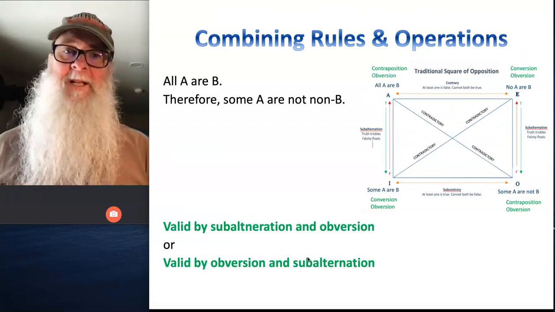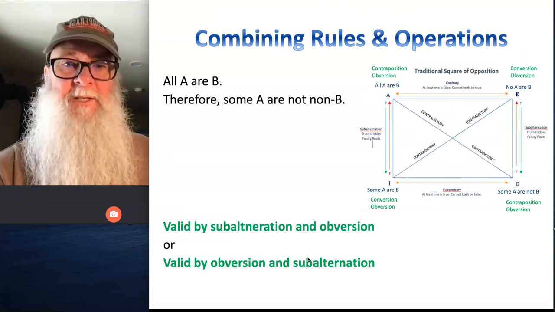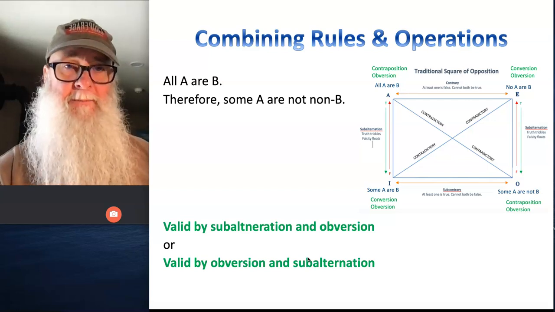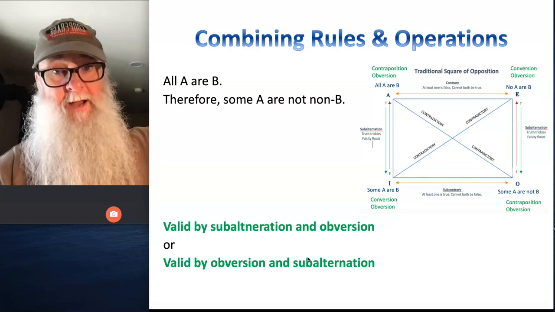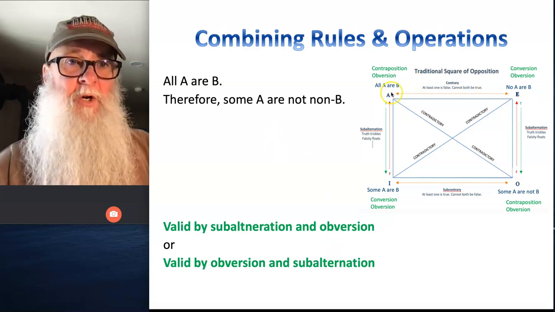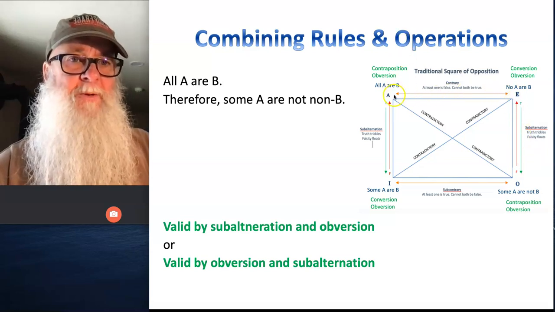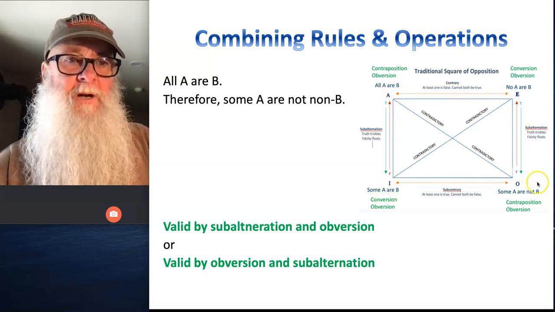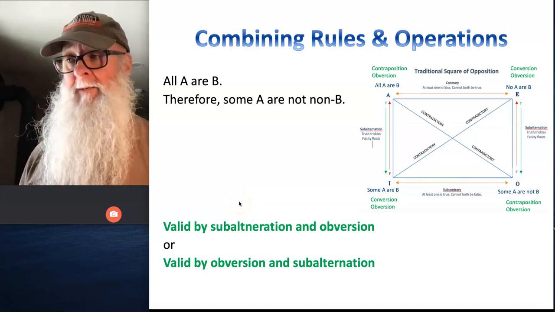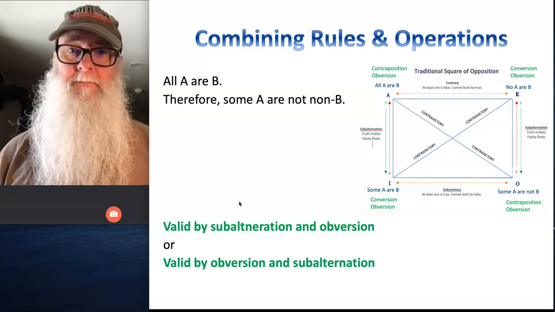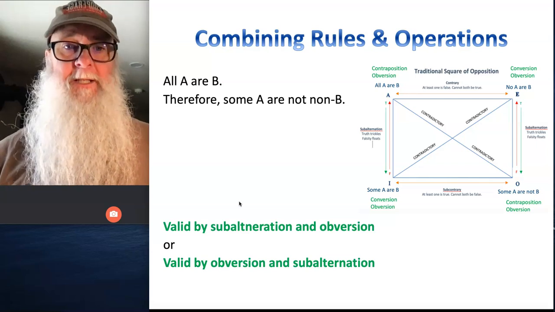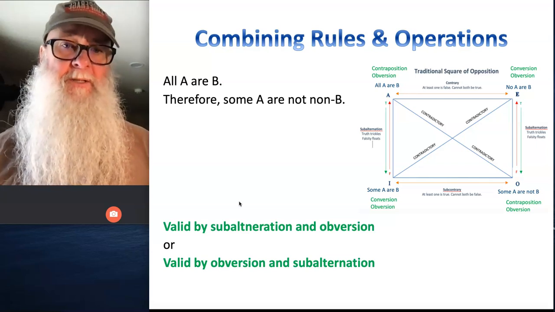Okay, now think about what we've done here. We've said, look, I can prove this argument valid by obverting and then subalternating the premise statement, or by subalternating that premise statement and then obverting that statement. So I can move across the top of the square and down, or down the square and across. Either way proves that argument to be valid. The conclusion statement will have to be true. It'll have to be true by subalternation and obversion when we assume the premise statement is true, or by obversion and subalternation.